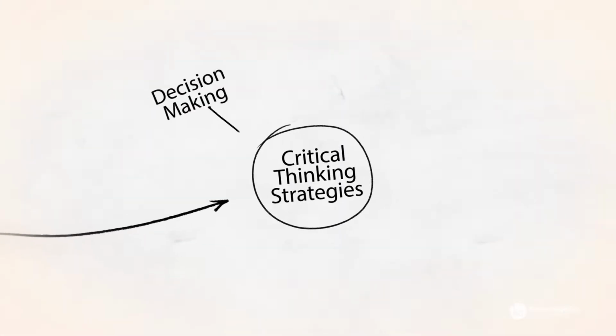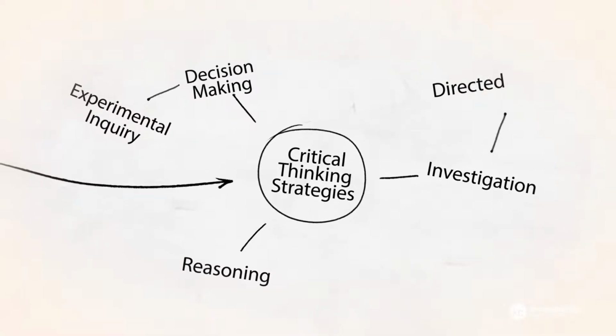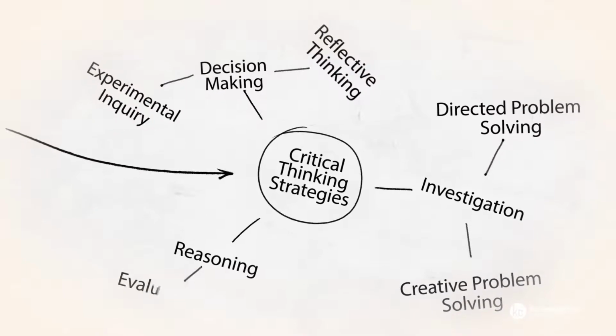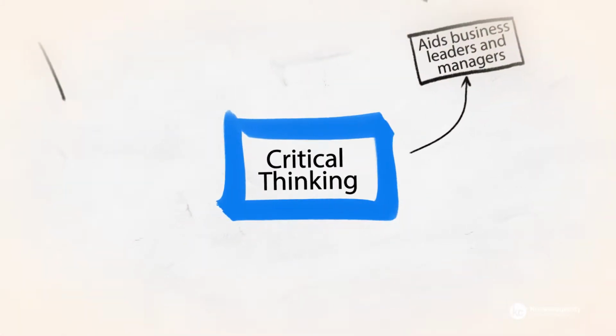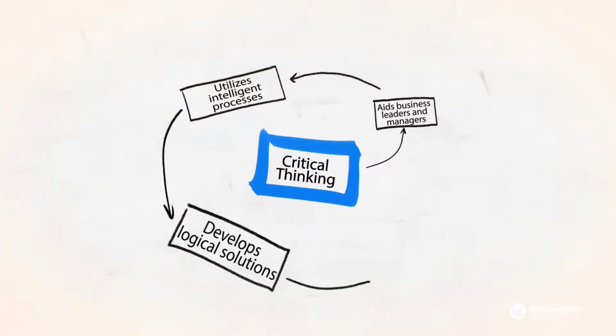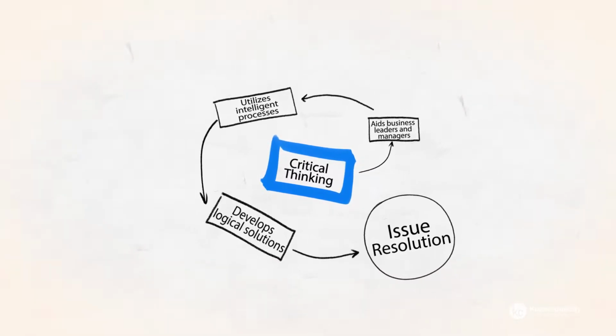We have also come to understand the effects of narrow thinking and biases. Critical thinking uses complex thinking strategies to solve problems. These include decision-making, reasoning, investigation, experimental inquiry, directed problem-solving, creative problem-solving, reflective thinking, and evaluation. Critical thinking aids business leaders and managers to utilize intelligent processes of thinking and to develop logical solutions to pressing business problems. Any business-related issue can be resolved using critical thinking techniques.